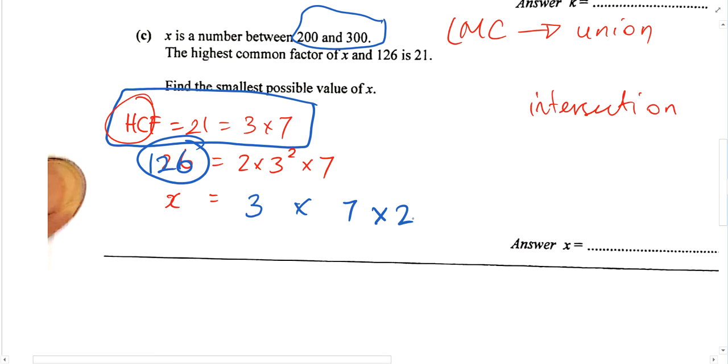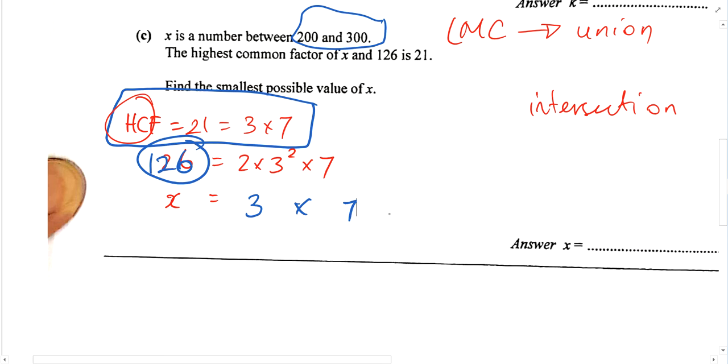Will the HCF still be 21? Wait. No, it will not. What will HCF change to become now? What will it become now? 2 times 3 times 7. Okay, I don't need you to tell me the value, but at least you must know what it is going to become. So we know that I cannot put a 2 inside here. I cannot multiply by 2.